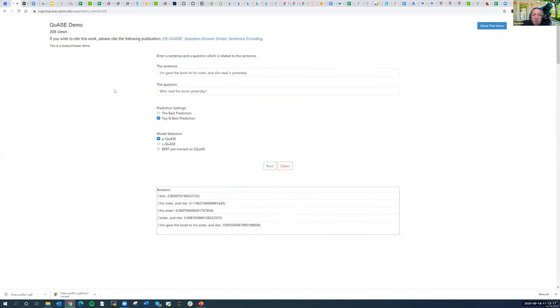This is a question answering demo that is based on these huge models. And here I'm giving a sentence, and then I'm asking a question about the sentence. Basically, the question answering demo here tries to figure out whether we can use this model to answer questions with respect to various relations that exist in the sentence. So the sentence is, Jim gave the book to his sister and she read it yesterday.